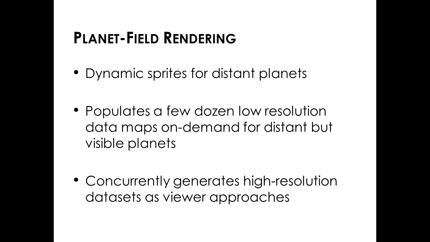Planets are rendered 3 different ways. At a distance, they're rendered as a white dot so that you can see them. When you're getting closer, they're low resolution. When you get even closer, it begins loading the extremely high resolution data maps. And that's done concurrently, smoothly, so you don't notice that it's happening.